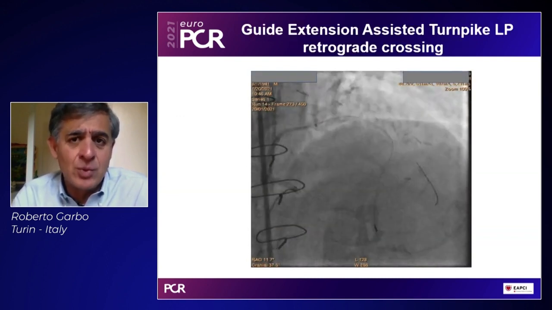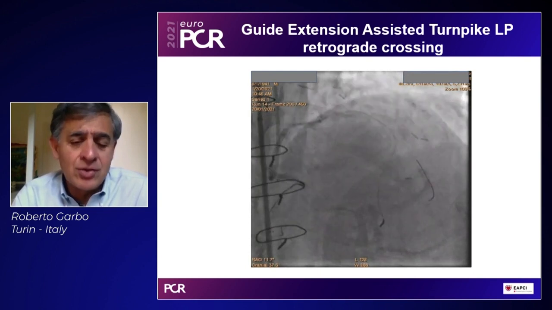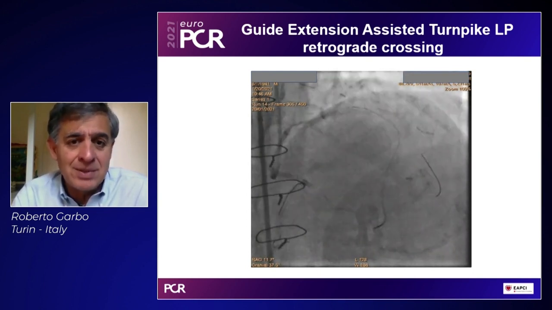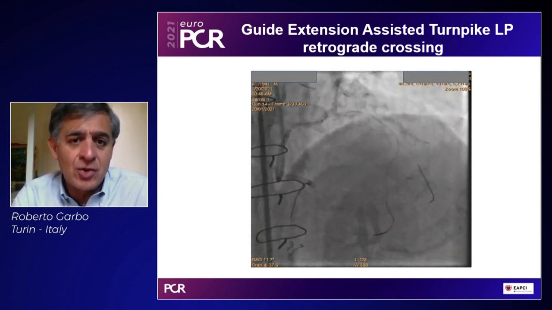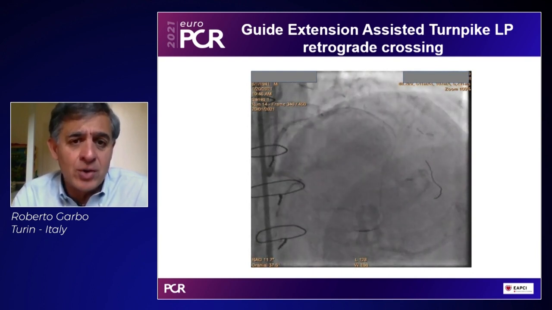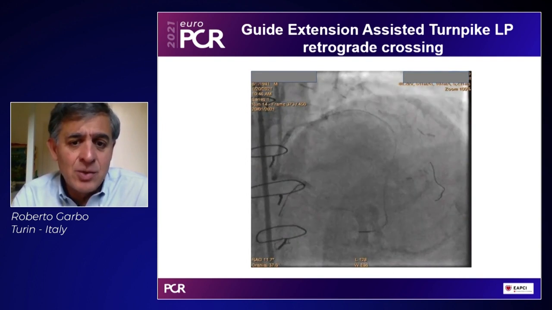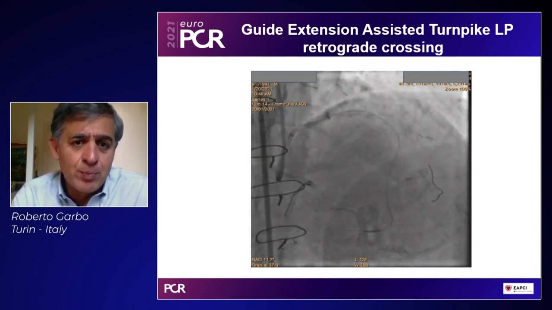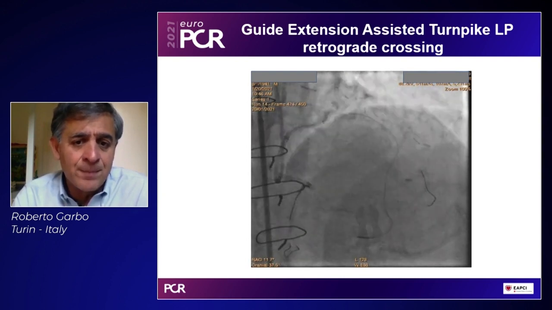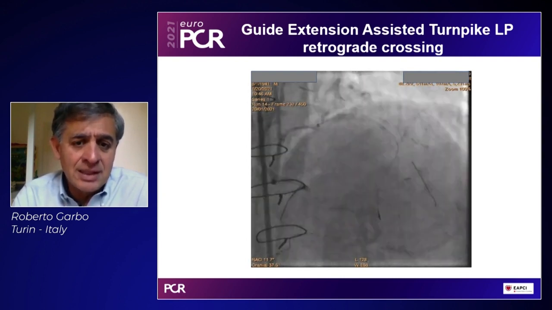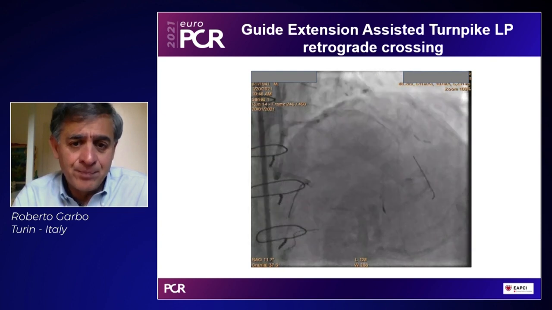Another case in which, with the Turnpike LP, I was not able to cross the septal. With the guide extension increasing support, this is a guide extension assisted crossing in the septal. You can see that by improving the support with the guide extension, I was able to cross with the Turnpike and conclude the procedure in a retrograde fashion.